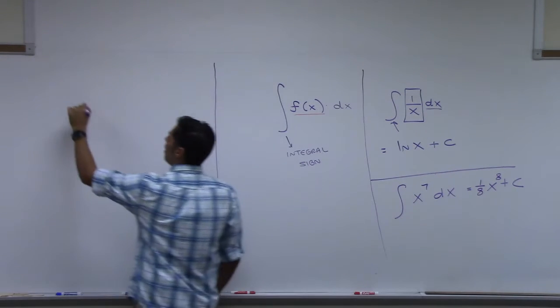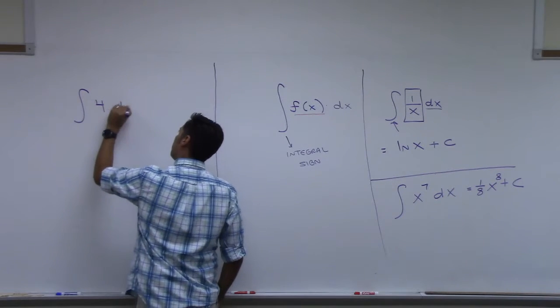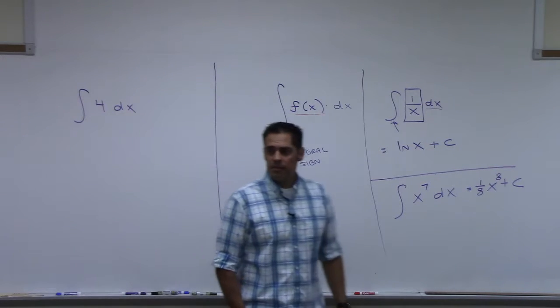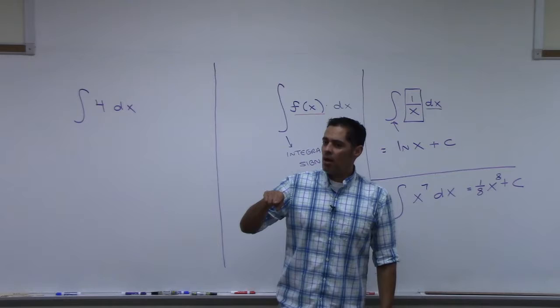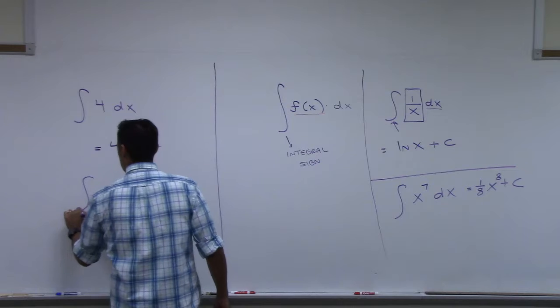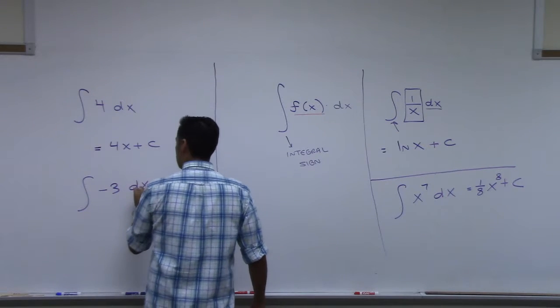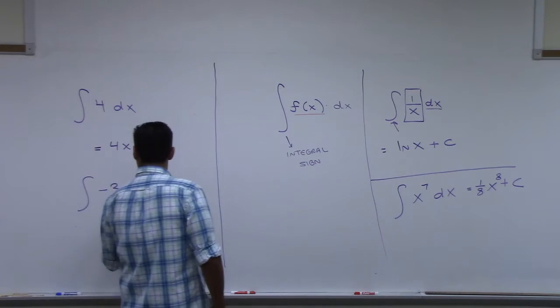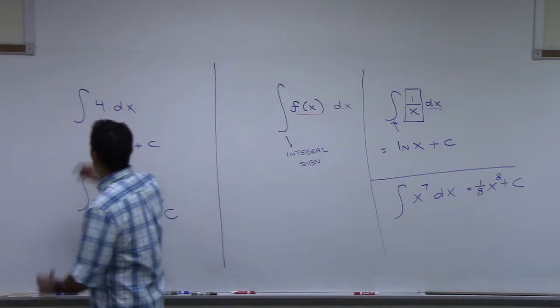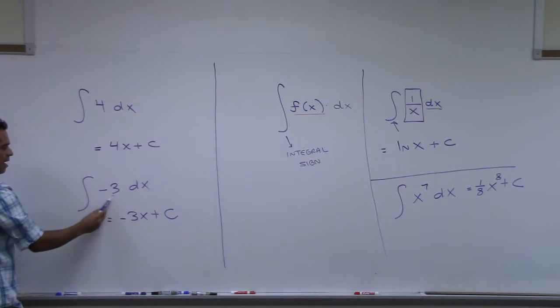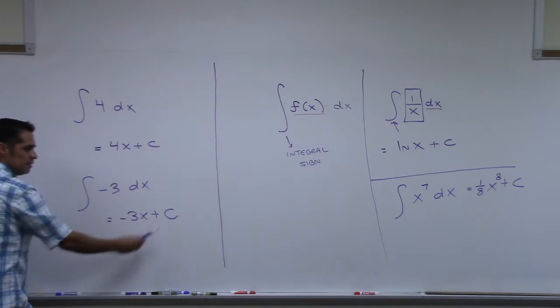We didn't talk about this one, though. What would the antiderivative of this be? Don't overthink this. No, that's the derivative. 4x plus c. What would the antiderivative of negative 3 be? Negative 3x plus c. So basically, if you have a constant in here and you take the antiderivative, it's just the constant times x plus c.